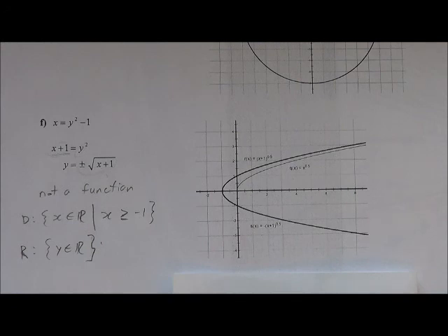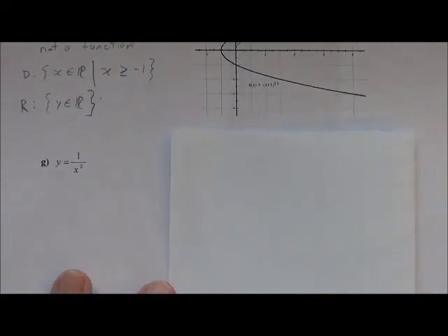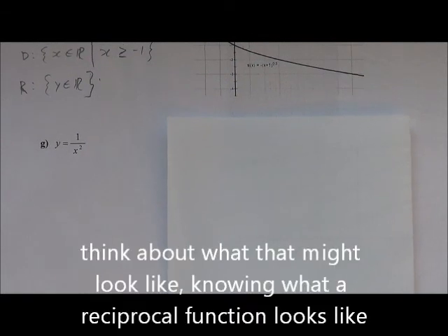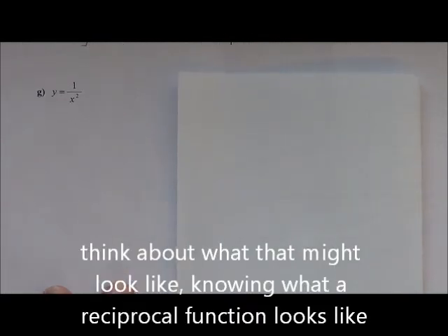Moving along to example G, we've got 1 over x squared. And so you can identify that as a reciprocal function. What does that look like? If you just have a reciprocal function of 1 over x, what does that look like? You saw one in example D. You can take a look back at that.